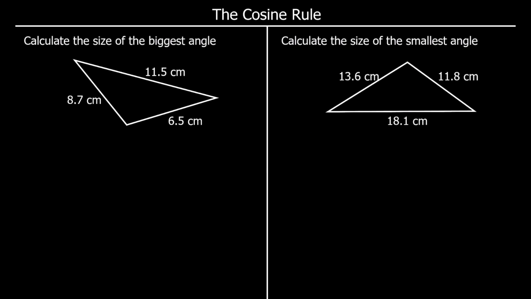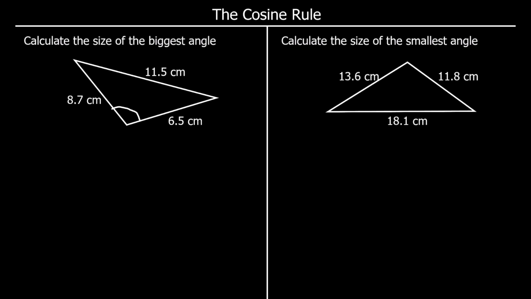Calculate the size of the biggest angle, this question says. So we need to find a missing angle. How do we know which one's the biggest? Well, the biggest angle is going to be opposite the biggest length, the biggest side. So the biggest angle is going to be this one here, opposite the 11.5.